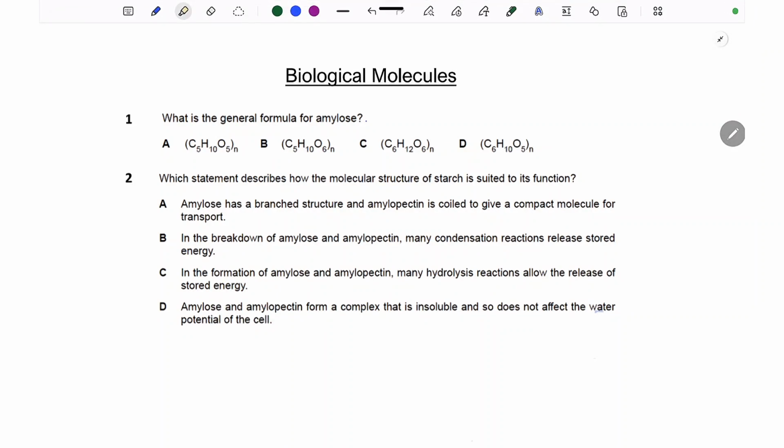Hi guys, today we're solving Cambridge A-Level Biology Paper 1 Topicals, Biological Molecules, Chapter 2.